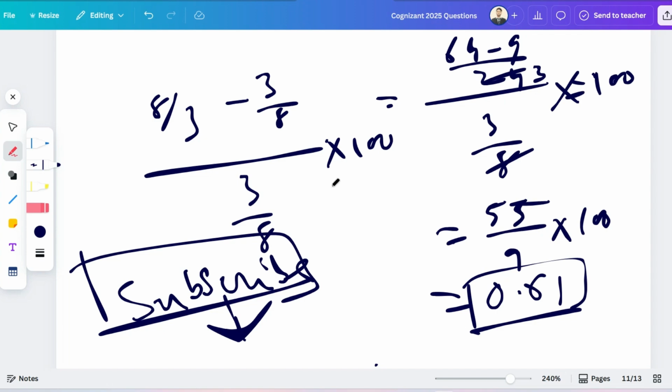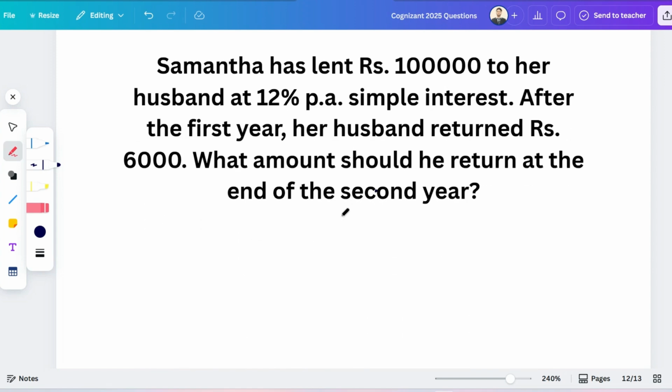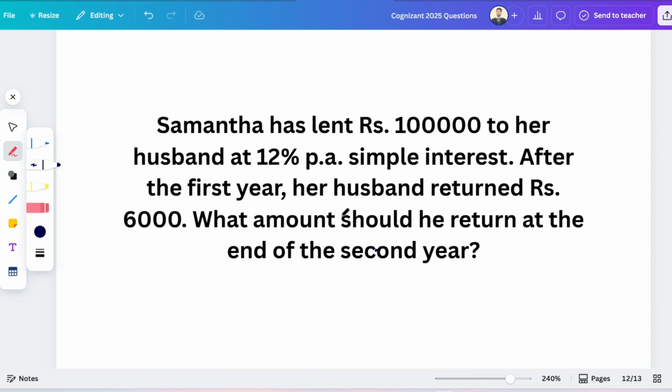Okay, so let me show the next question. That is this. Samantha has lent rupees 1 lakh to her husband at 12% per annum simple interest. After the first year, her husband returned rupees 6,000. What amount should he return at the end of the second year?